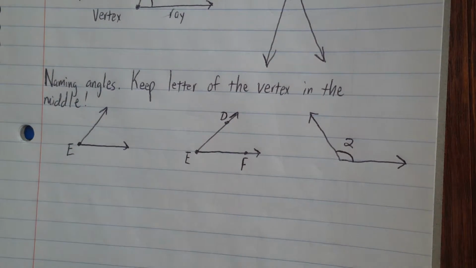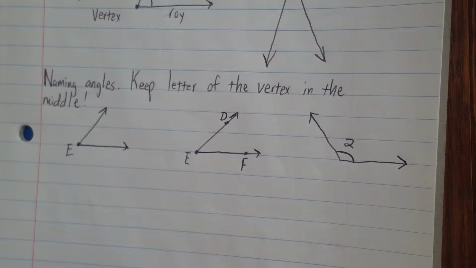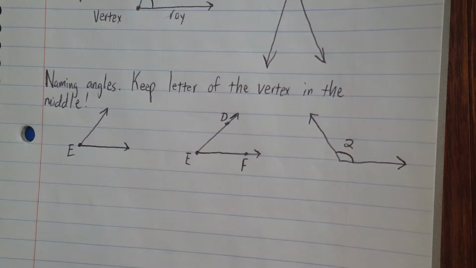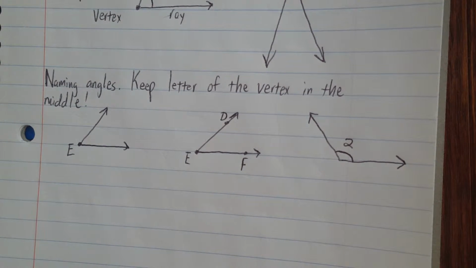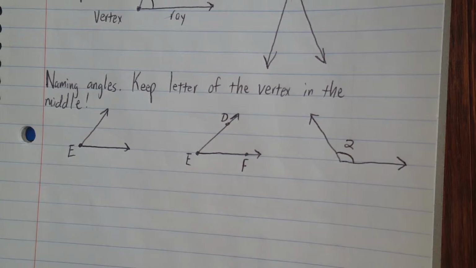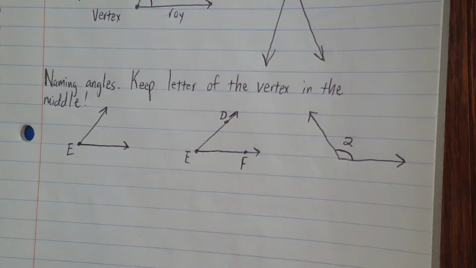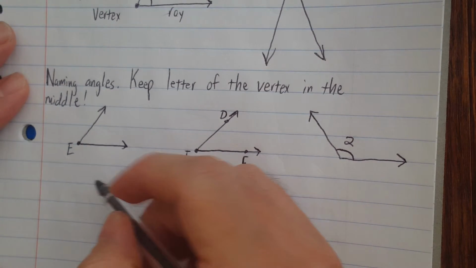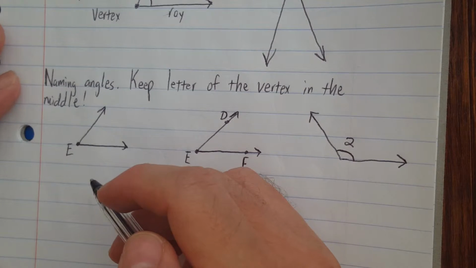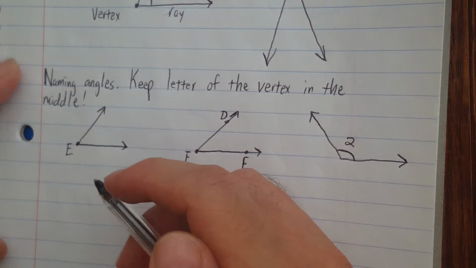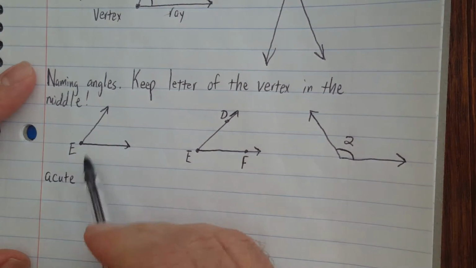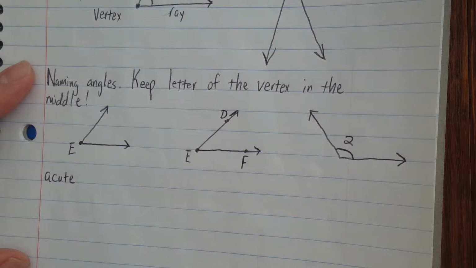You're going to see different ways of naming even the same angle when you're in class. So what I've written for you here is to keep the letter of the vertex in the middle. Now I'm going to describe exactly what that means, and I'm going to name these angles as well. I'm also going to classify them, kind of do this all in one shot. Any angle that is less than 90 degrees, we can go ahead and call that an acute angle. So this one is definitely an acute angle.